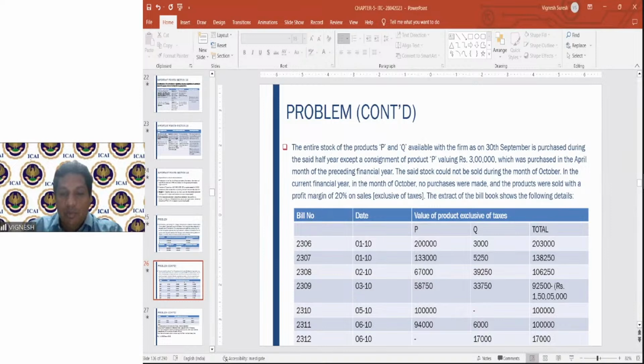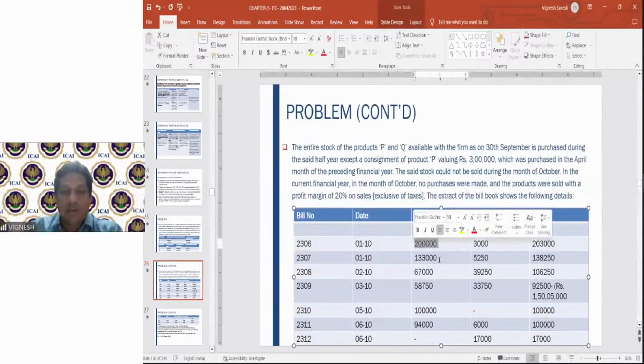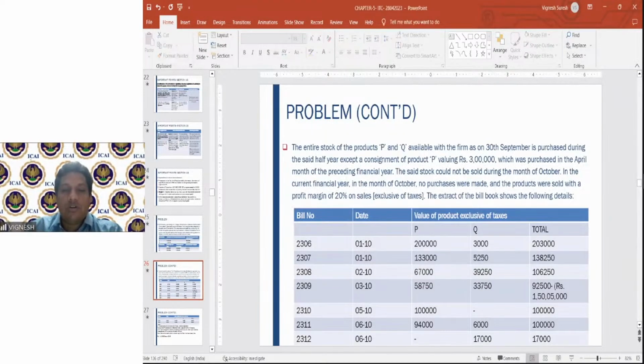What is the goods he has sold from 1st October to 2nd October? Again, go to the bill book. From 1st October to 2nd October, he has sold 2 lakhs plus 1,33,000 plus 67,000. So totally, he has sold 4 lakhs worth of product. For this 4 lakhs worth of product with a profit margin of 20% of sales, 4 lakhs into 80%, 3.2 lakhs is the stock which is not there. Why is it not there? Because he has sold those products. So 10 lakhs minus 3,20,000, 6,80,000 will be the stock of taxable inputs on 2nd October.